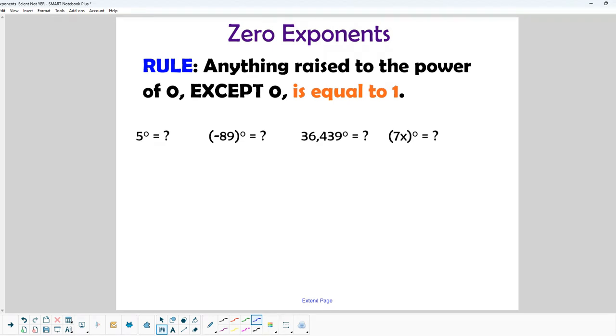Okay, then we learned about the zero exponent rule. We found out that anything to the 0 power except for 0 is equal to 1. So 5 to the 0 power, 1. Negative 89 to the 0 power, 1. 36,439 to the 0 power, yep, you guessed it, 1. 7x to the 0 power, that also equals 1. Now, there could be other numbers involved here, but as long as it's raised to the 0 power, eventually everything would cancel out or disappear, leaving you behind with just the number 1.